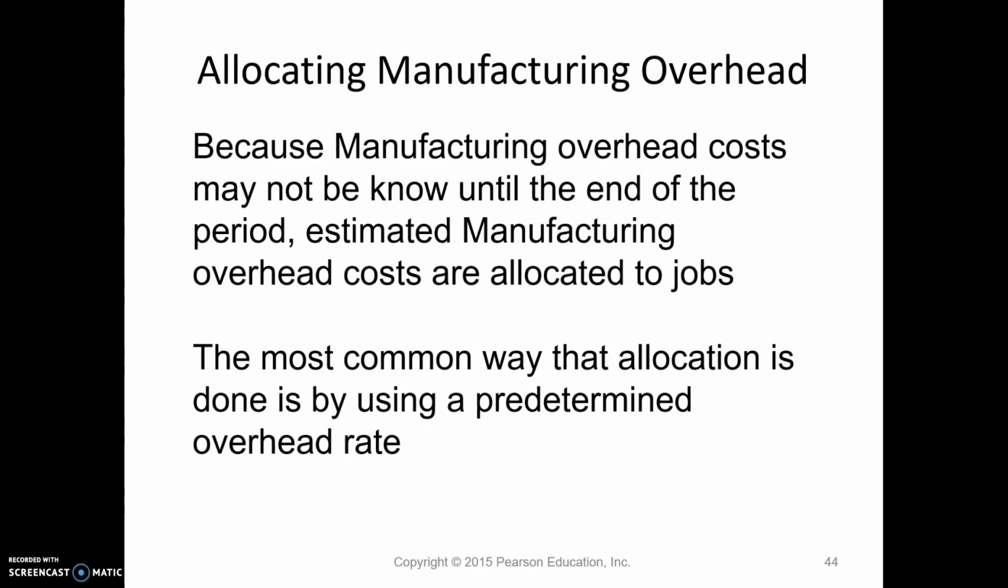And so because we won't know till the end of the period how much overhead we're going to have, when we allocate overhead to a job, we have to estimate. We have to use estimates. And so the way we allocate overhead is by using an overhead rate, what we call a predetermined overhead rate. So we are going to calculate an overhead rate at the start of the period based on estimates. And then we will use that rate throughout the period to take a piece of that overhead and put it on to a job.